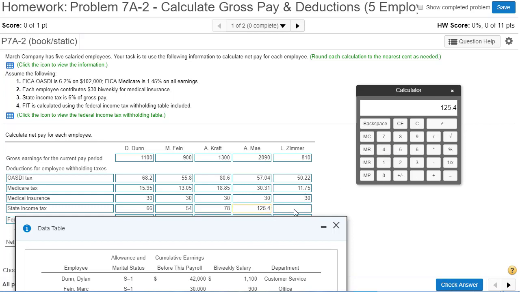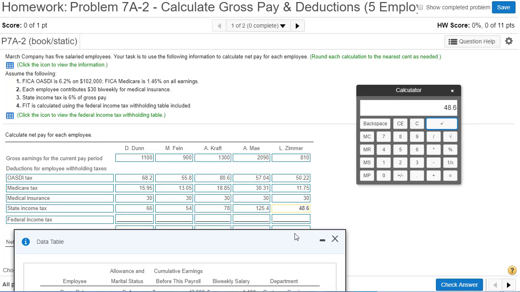So Zimmer, we've got 810 times 0.06 equals, I forgot to divide by 100. No, I screwed that up. So we've got 810 times 0.06 gives us $48.60.